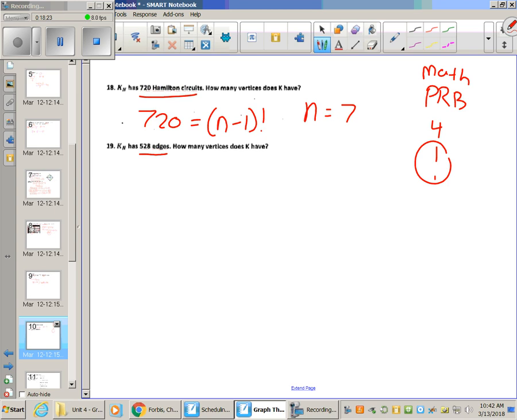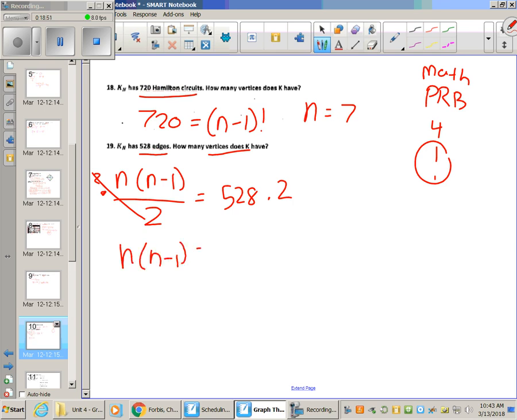Okay, number 19. This is the one you have to remember how to do a little bit of math with. Kn has 528 edges. How many vertices does it have? So we use the formula for edges, which is n times n minus 1 over 2 equals 528. Remember, we had a process for this. We're trying to get n by itself, so we multiply both sides by 2, and we get n times n minus 1 equals 1056.